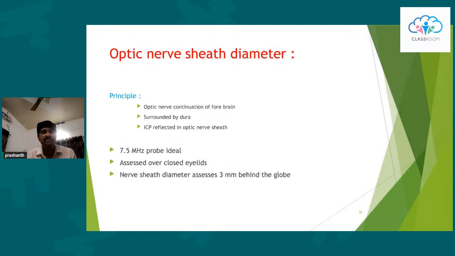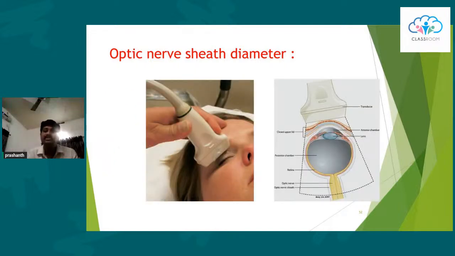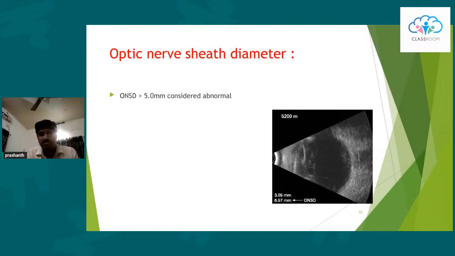The other technique that is used routinely is the optic nerve sheath diameter. So, as we all know, the optic nerve sheath may be considered as the projection of the forebrain, and it is surrounded by a dural sheath. So ICP is reliably reflected with this continuous dural sheath in the optic nerve sheath. So a 7.5 megahertz probe is used, and it is assessed over a closed eyelid. So the nerve sheath is usually assessed 3 millimeter behind the globe, and the value of more than 5 is considered as significant. So this is the diagram showing the assessment. So a value of more than 5 mm is considered as abnormal.